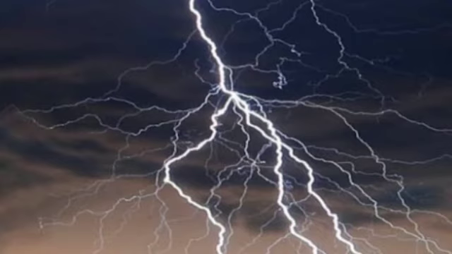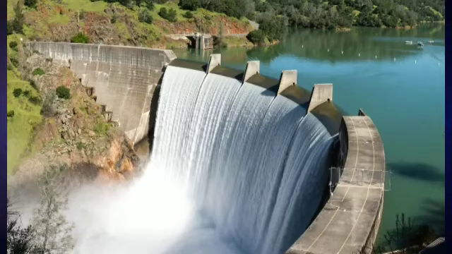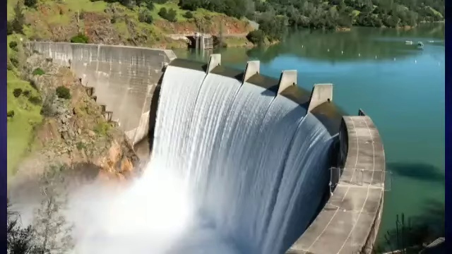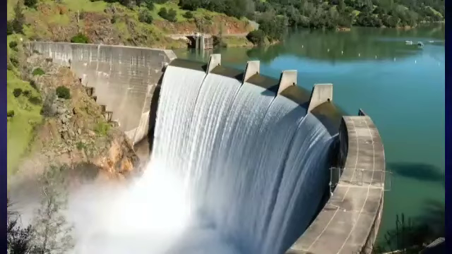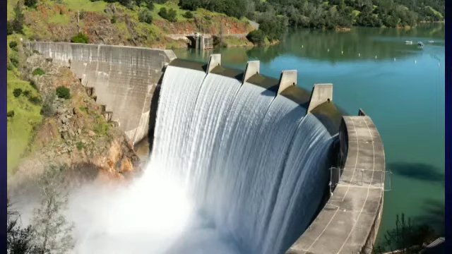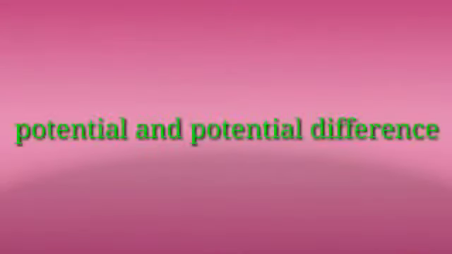Now, for the generation of electricity, water is released from a dam at a higher level, and because of gravity it falls to a lower level. Thus, as we know, the direction of flow of water between 2 points depends on the level of the 2 points. Next topic is potential and potential difference.